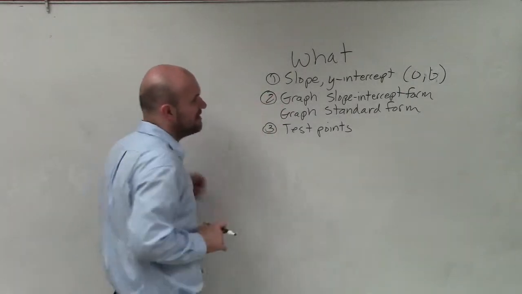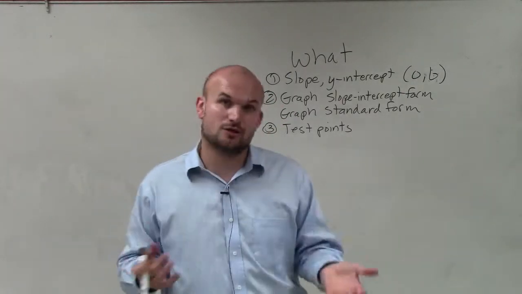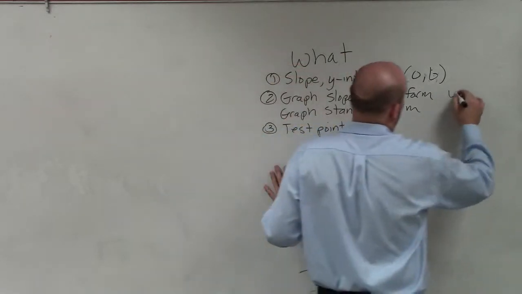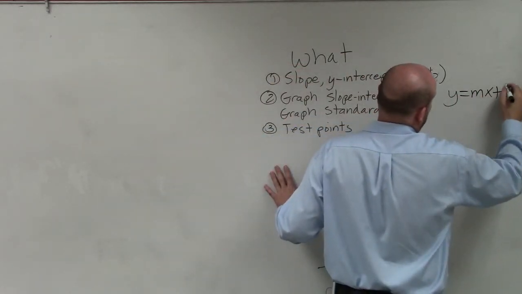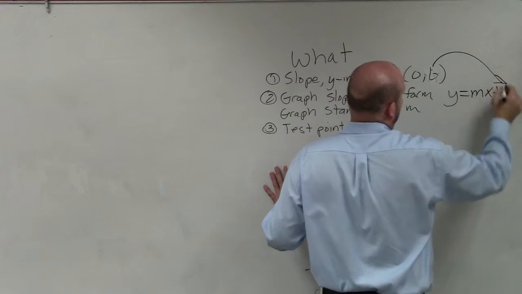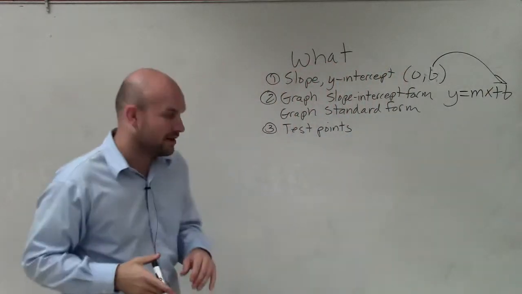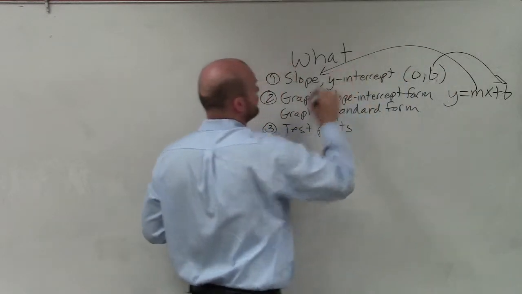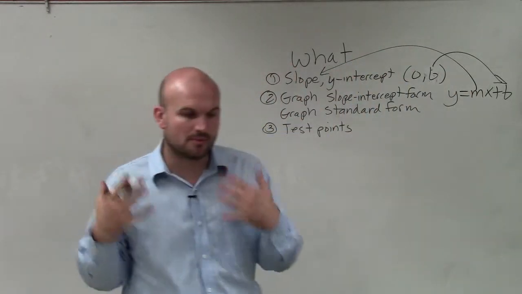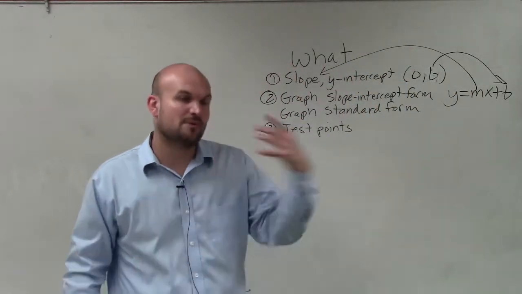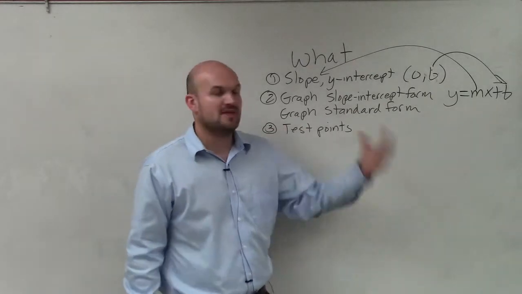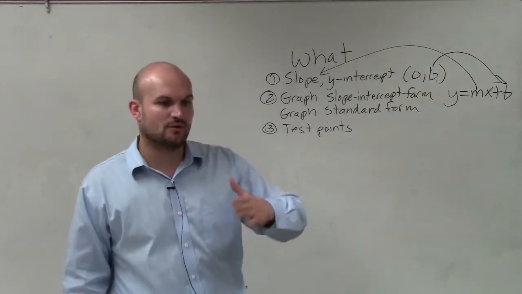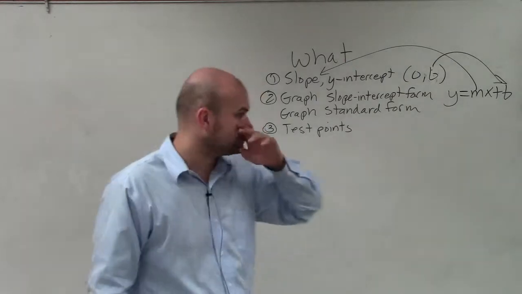So the next thing to graph linear inequalities, you have to know how to graph in slope-intercept form. y = mx + b, where b is the y-intercept, and m represents our slope. When we're graphing in slope-intercept form, remember we plot the y-intercept first, and then we use the slope as our rise over run to find the next point on the line.